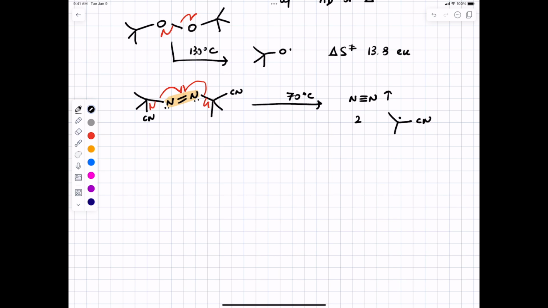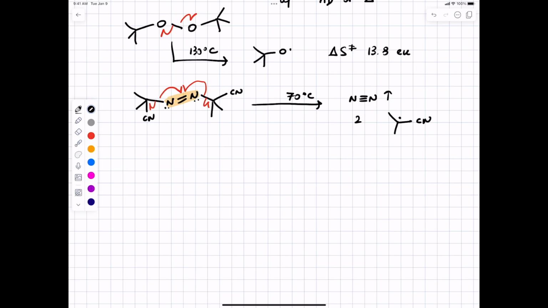It turns out that we'll see that both electron withdrawing groups and electron donating groups can accelerate radical reactions. You can stabilize the radical either by electron donation or by electron withdrawal. That seems a little bit weird because you can't stabilize a negative charge by electron donation, but this is not a negative charge, this is just a single electron.